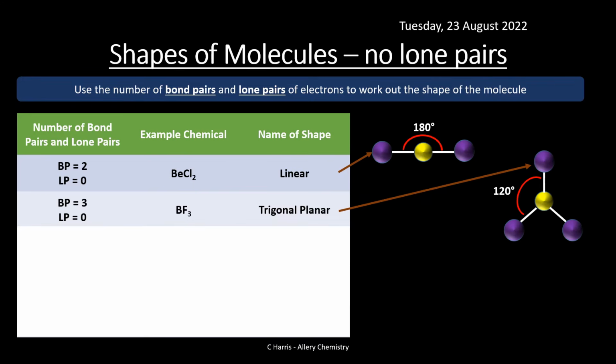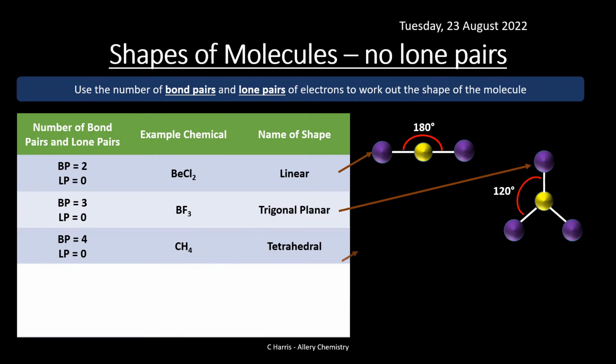An example is BF3. This is what we call a trigonal planar molecule, and the bond angle is 120 degrees. It's planar because it's flat, so that's the furthest away these atoms can be within this molecule. 4 bond pairs and no lone pairs is called tetrahedral, as we've seen before, and that has a bond angle of 109.5. Really important you remember the 109.5. Don't just put 109 down.